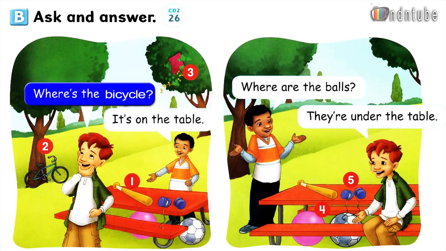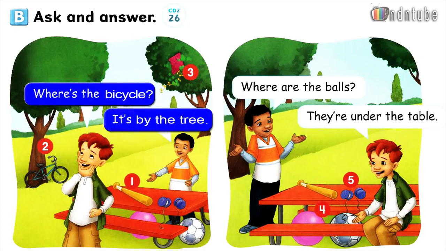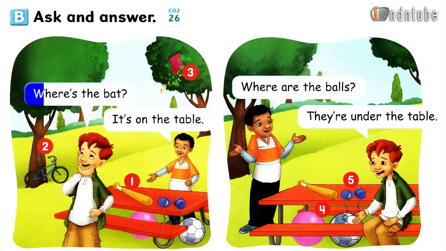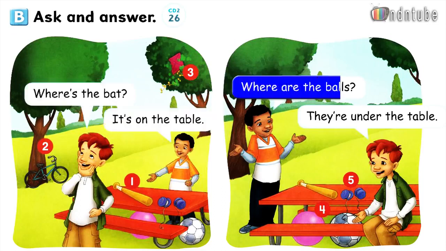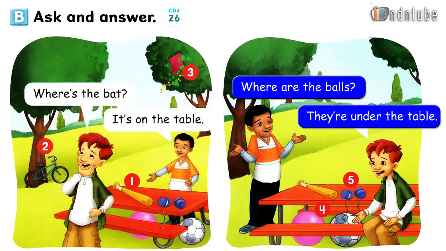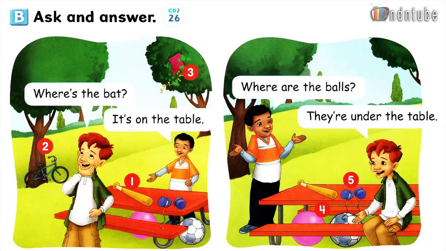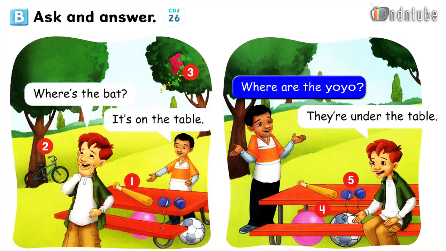Where's the bicycle? It's by the tree. Where's the kite? It's in the tree. Where are the balls? They're under the table. Where are the yo-yos? They're on the table.